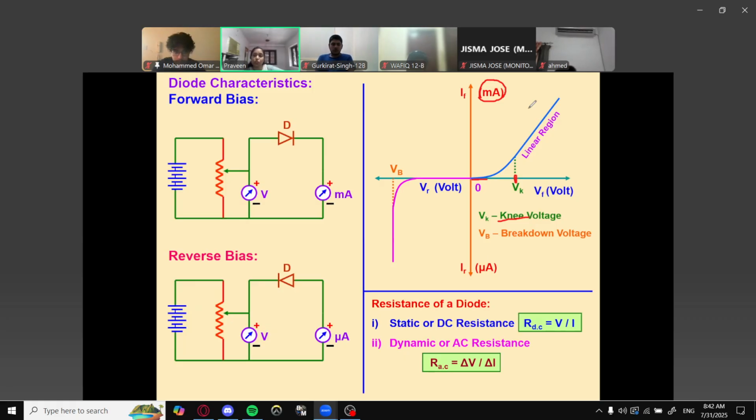So just draw the graph under the heading PN junction diode VI characteristic, forward bias characteristic. Draw the circuit and draw the graph. Then I will give you the important features of the graph. Draw the circuit and the graph for reverse biasing also, then I will tell you what reverse biasing is.